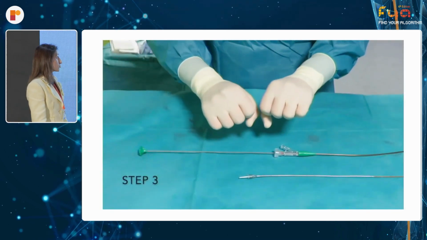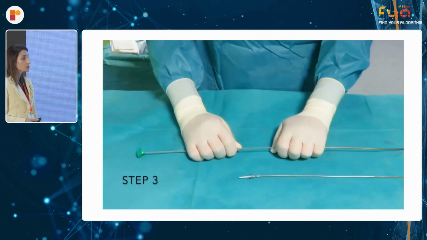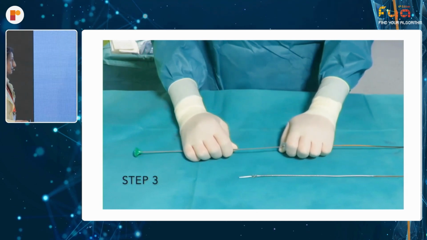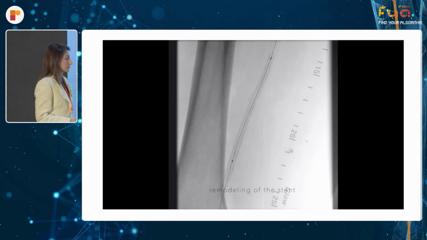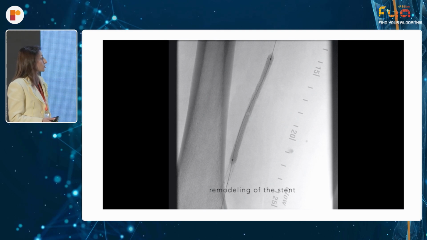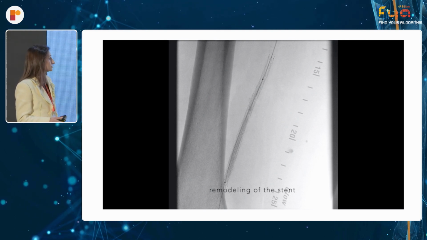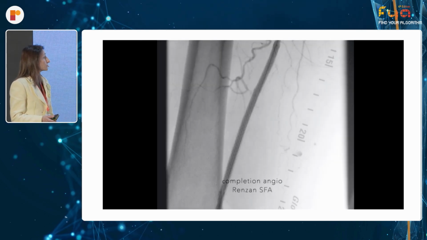Is this step 3, just separating your hands, doing the opposite maneuver you have already done to deploy it. Like an IVC filter. Yeah. So thereafter, we remodel the stent again, 1-to-1 with a 6mm balloon. And this was the completion angio after the deployment of the stent at the SFA.